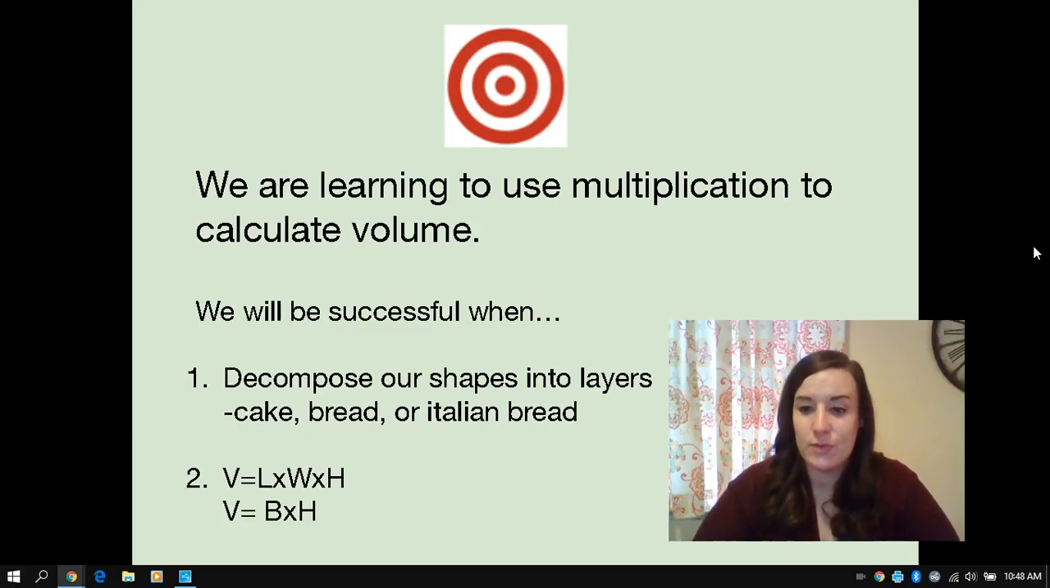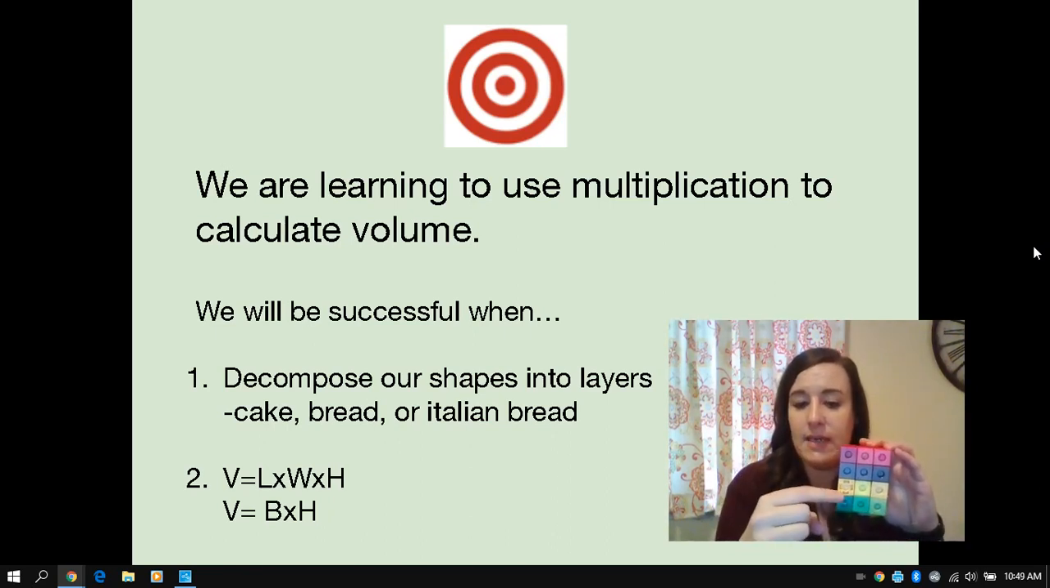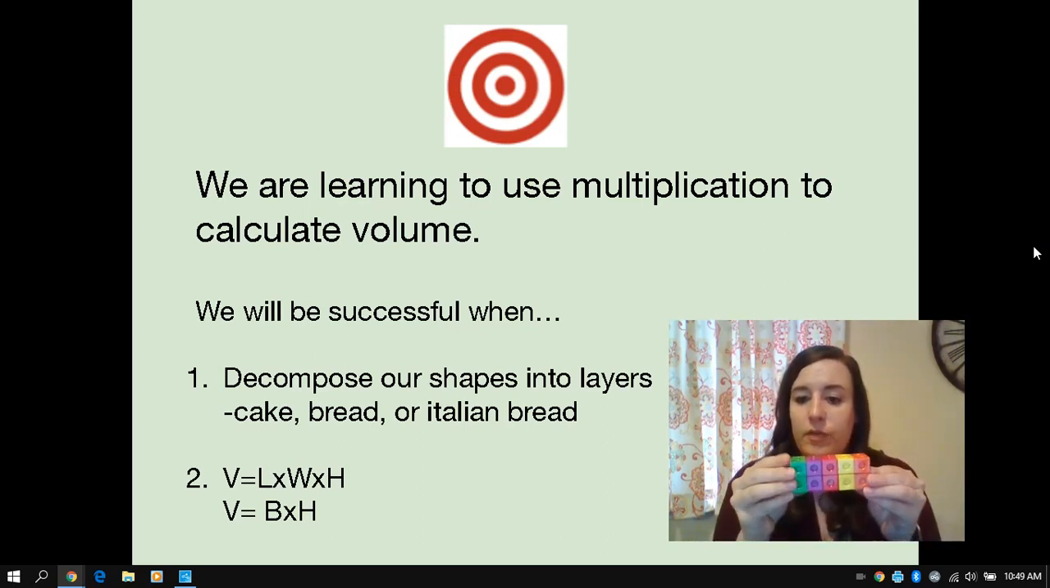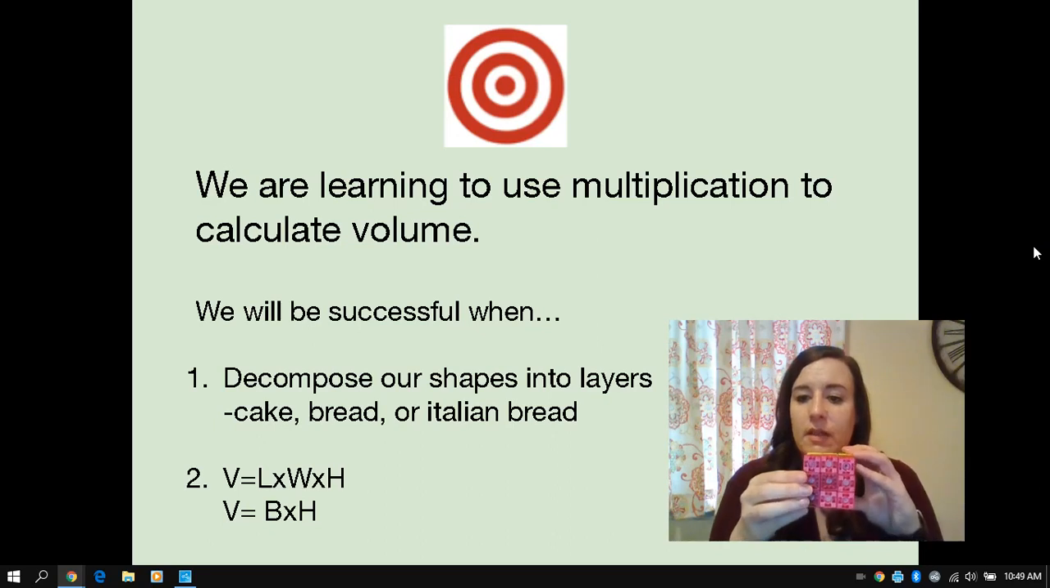Today we're going to be learning Module 5, Lesson 4, where we're learning to use multiplication to calculate our volume. There are two things I want you to keep in mind while you're doing this lesson. The first one is the layers that we can decompose our shapes into. So we have our cake. We can slice it like a cake going along the length of our shape. We can also slice it like a loaf of bread, where we're looking at that front face and slicing it along the height. And our last way is slicing along the height, but not this front face, slicing it along the height of the side face here.